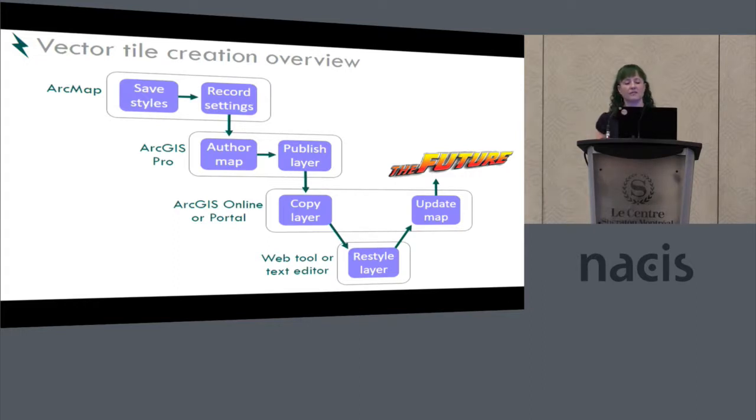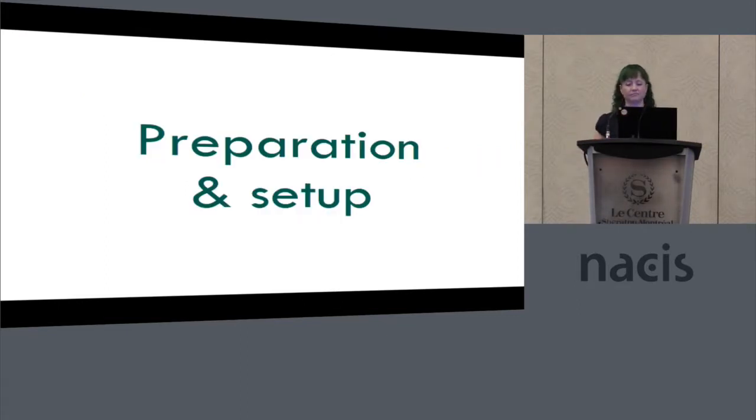Here's an overview of the process. I'm going to walk you through each one of these, but I want to start with an important thing, which is that I don't recommend simply importing your basemap MXD into ArcGIS Pro. That's what I did, and it ended up costing me a lot more time in the end. Instead, spend some extra time in ArcMap, noting your settings, and build it from scratch in ArcGIS Pro. It'll be faster that way.